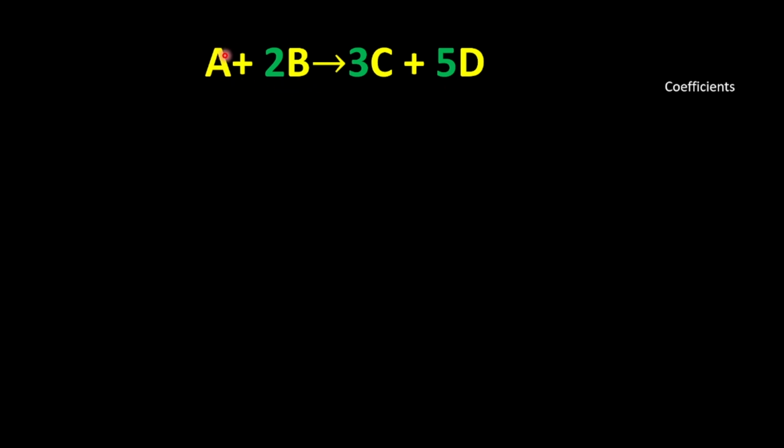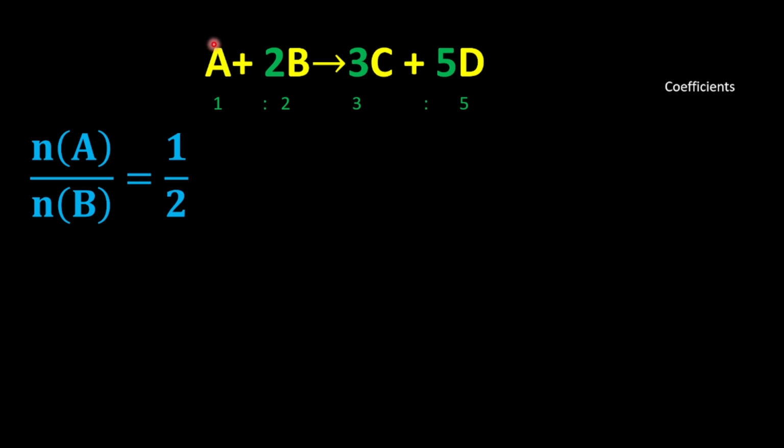Now looking at what we have here, we have A plus 2B giving us 3C plus 5D. The numbers in front are what we call the coefficients. So over here, there is no number, so that is 1. This side will give us 2. We have 3 here and 5 there. Now let's look at what is happening. So 1, 2, 3 here, then we have 5. These are what we call the coefficients. Now let us look at some mole ratio equations.